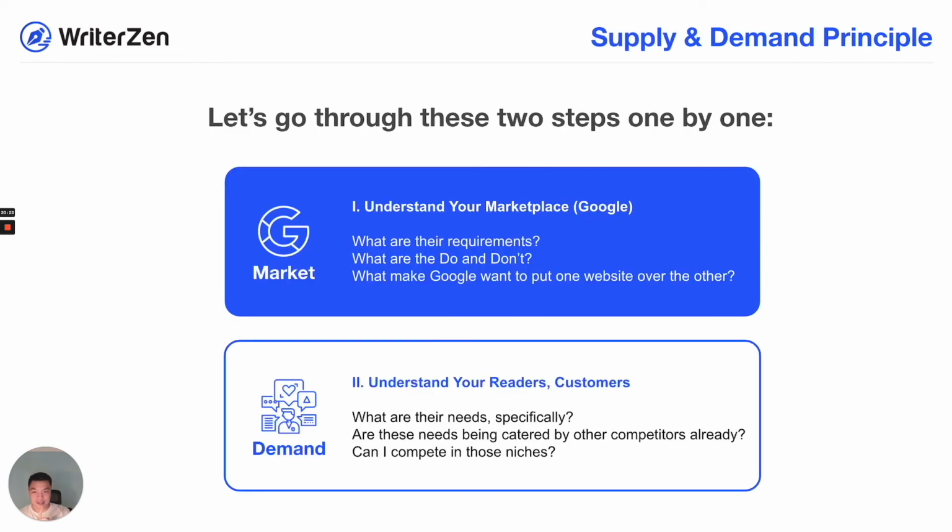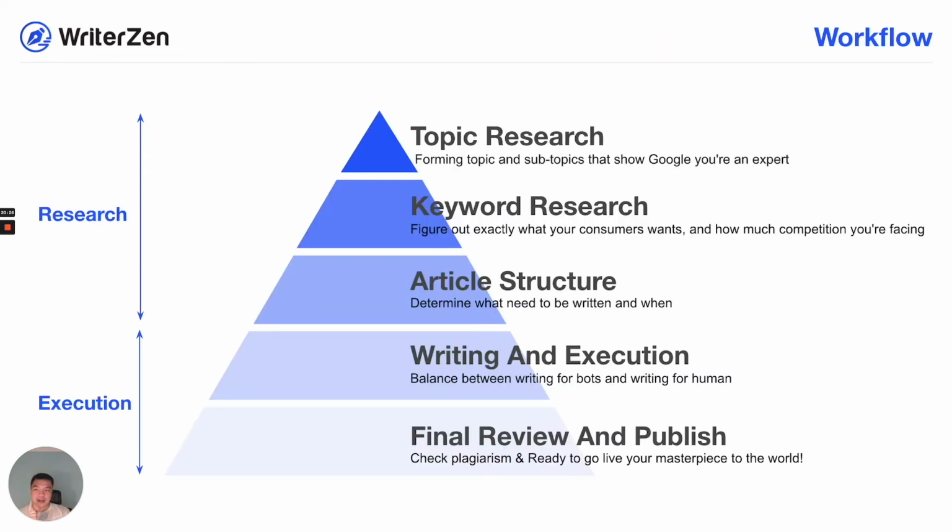So that's the first thing, right? This is the pyramid workflow that we drew, and we break it down into these 5 steps. The first 3 steps involve researching, right? Like I said in all our webinars from the beginning until now, if you do your research well, you already cover about 80% of your chance to win, right? And then the last 2 steps are execution.